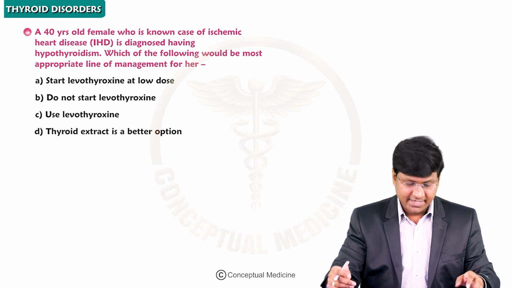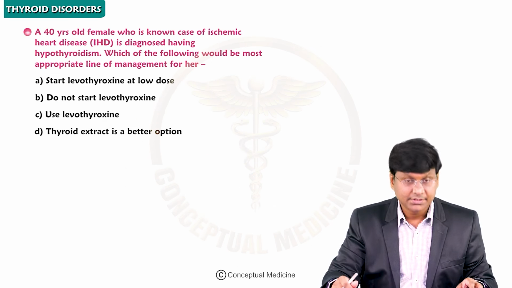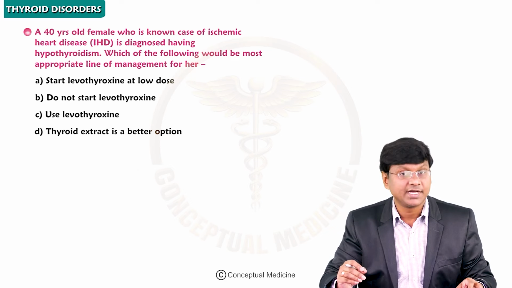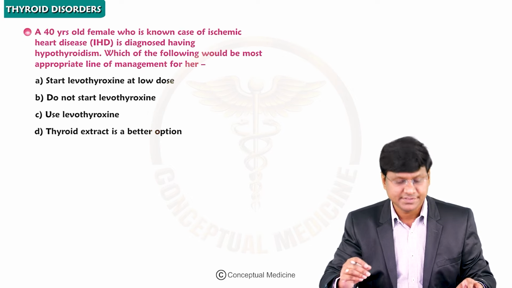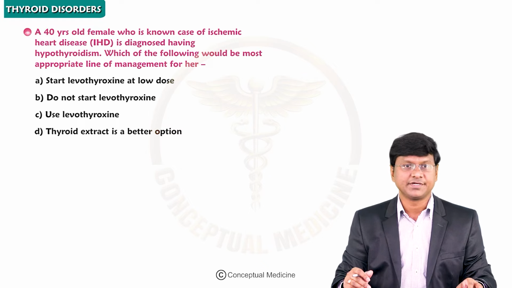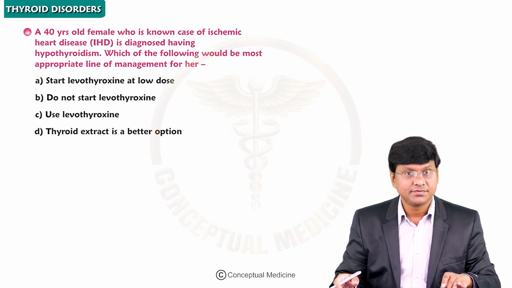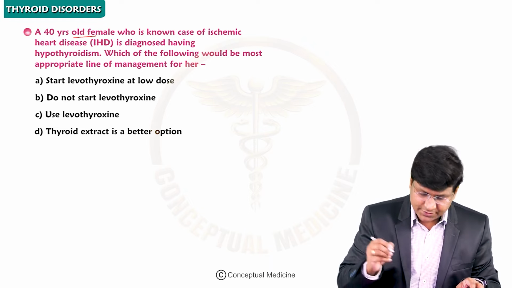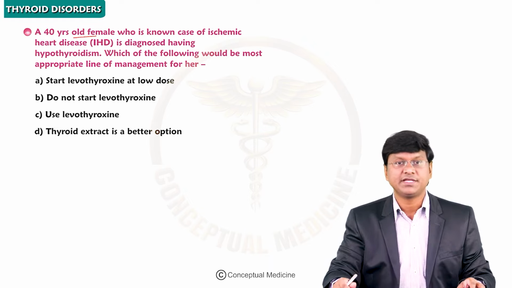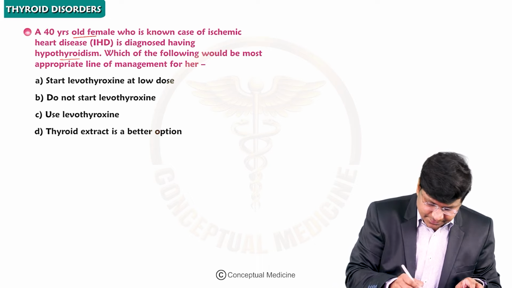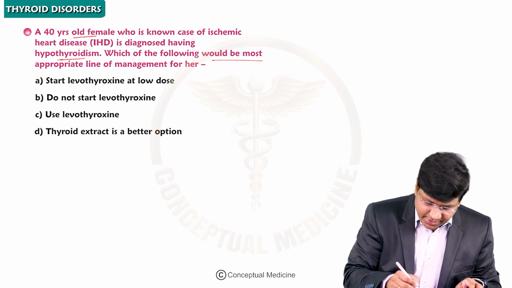So after having discussed the clinical manifestations in patients with hypothyroidism and hyperthyroidism, now let me take up the treatment of hypo and as well as hyperthyroidism. Now we will start that with a clinical question. I have a 40-year-old female patient who is a known case of ischemic heart disease, and she is diagnosed as having hypothyroidism. Which of the following would be the most appropriate line of management for her?